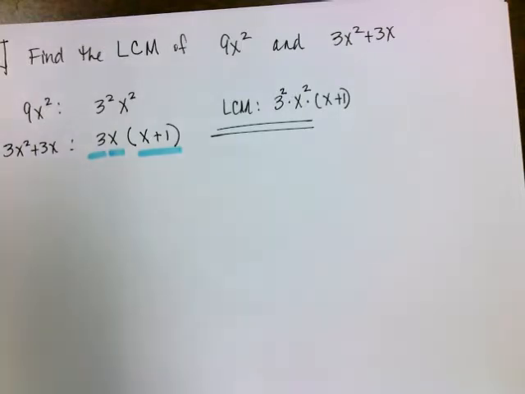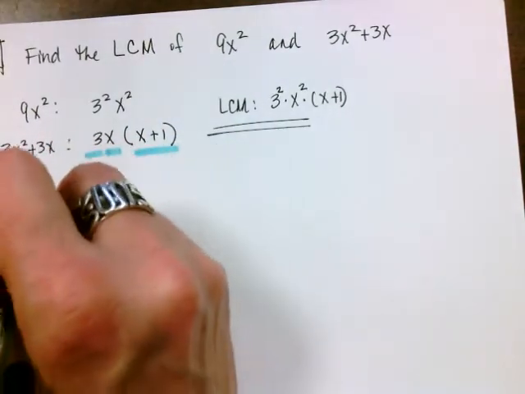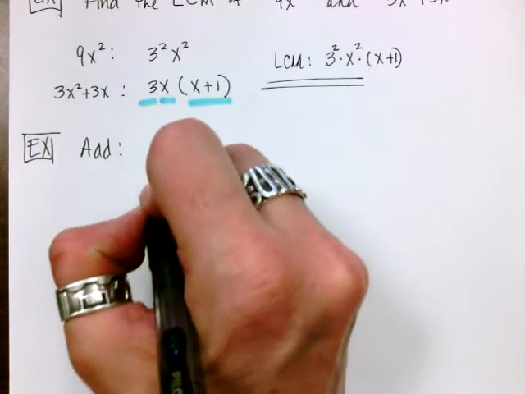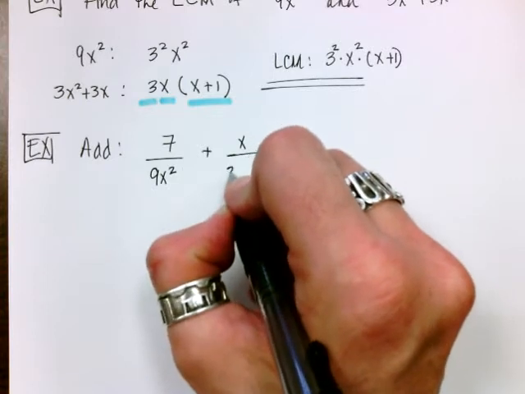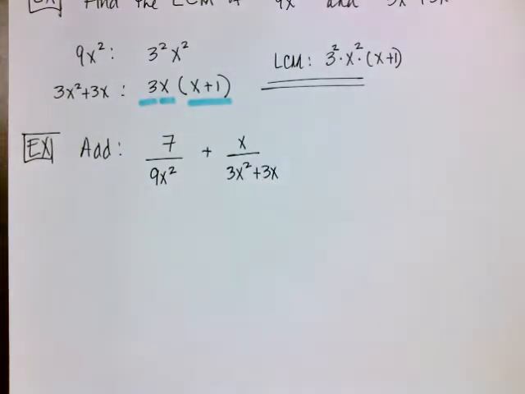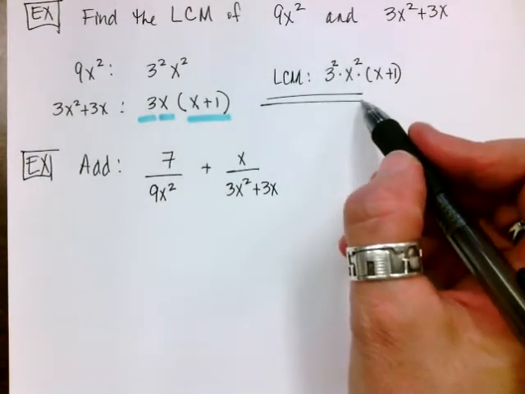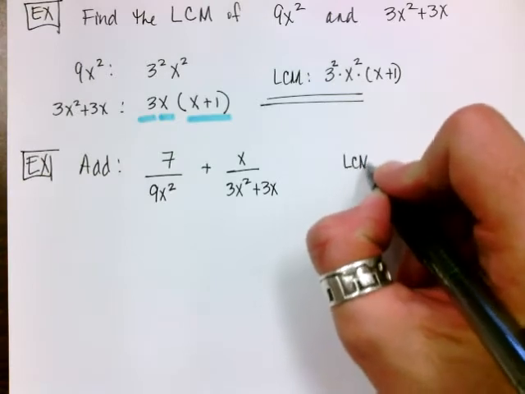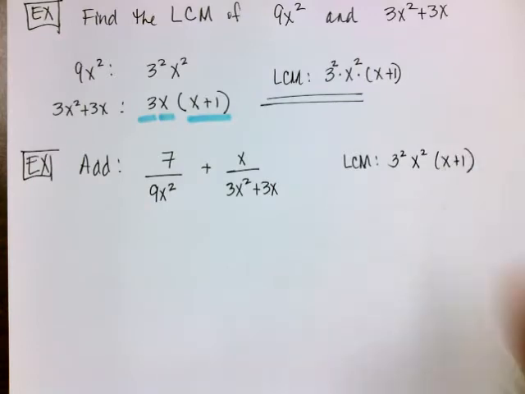All right, so now what we're going to do is we're going to start adding and subtracting some fractions, and then we're going to incorporate our lowest common multiple in that process. Okay, so the directions on this next problem are going to say add, and I'm going to have 7 over 9x squared plus x over 3x squared plus 3x. And notice this is kind of using the problem that we just did. We found our lowest common multiple to be this. Okay, so I'm going to write my lowest common multiple again over here on the side, because I think it really makes a difference in my success in the problem.